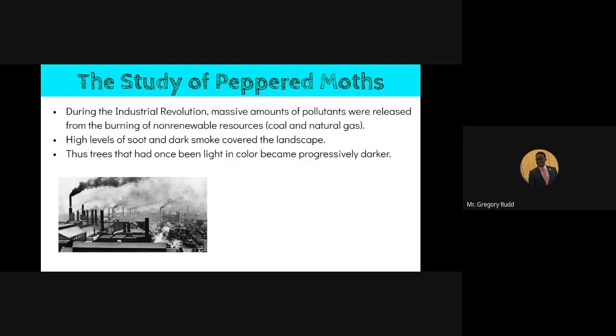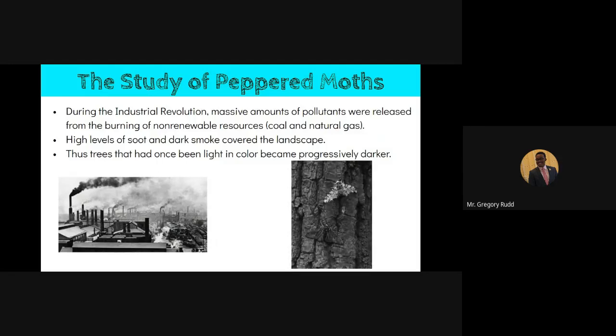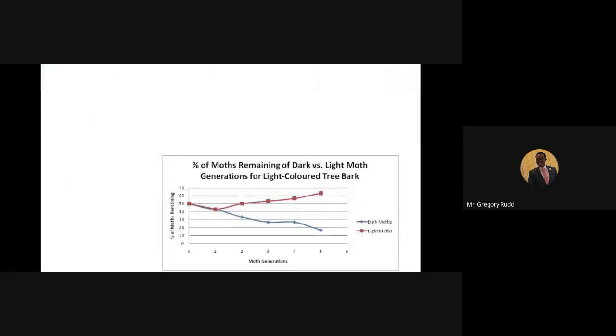So the trees that were before the Industrial Revolution pretty light in color, they became progressively darker. So you can see a moth right there. Before the Industrial Revolution, many of the moths would have been that color. They would have been basically white. Afterwards, they get darker. This graph kind of represents the changes in moth color over time.